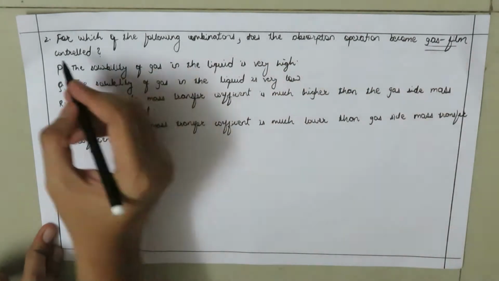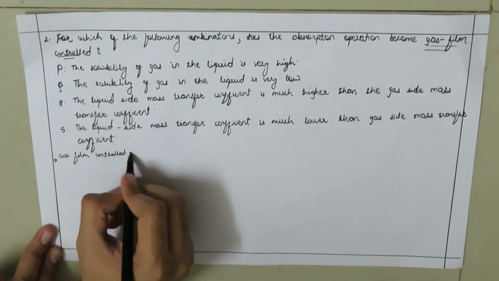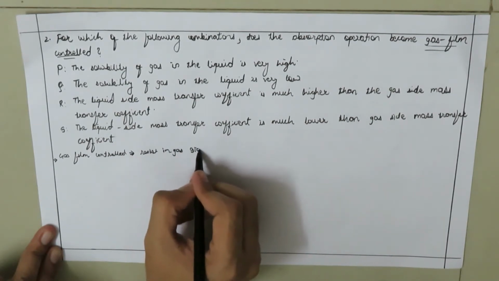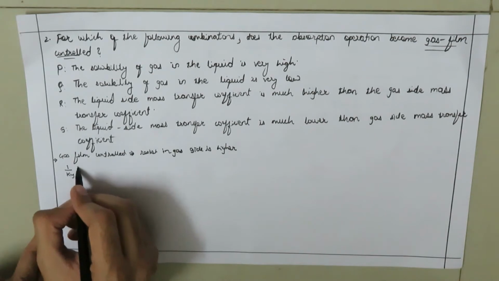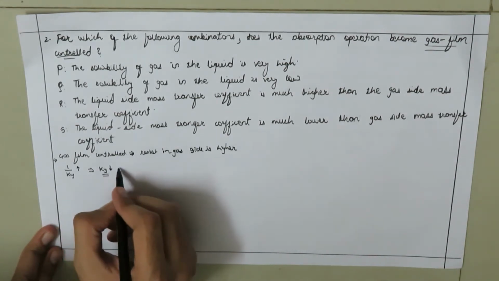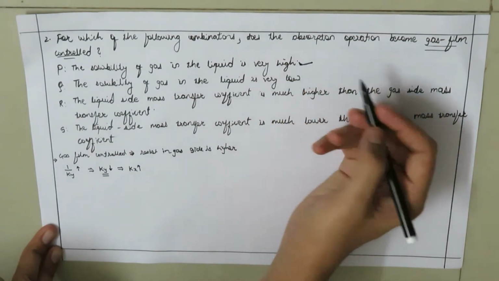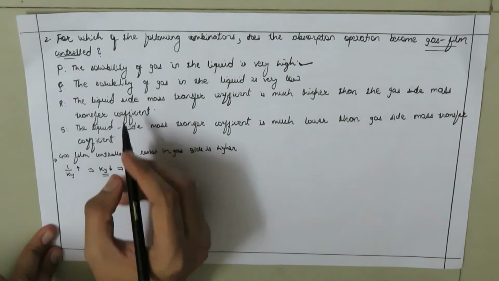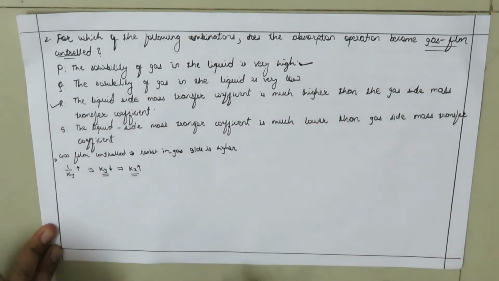So here gas film controlled implies that the resistance in the gas side is higher, which means that 1 upon ky is higher, and this implies that capital Ky is less. And when capital Ky is less, this implies that the capital Kx is high, that is, the solubility of the gas in the liquid is high. So P is one of the options. And in another case, we know that if kx is high, then the liquid side mass transfer coefficient is much higher than the gas side mass transfer coefficient, then P and R are correct answers.